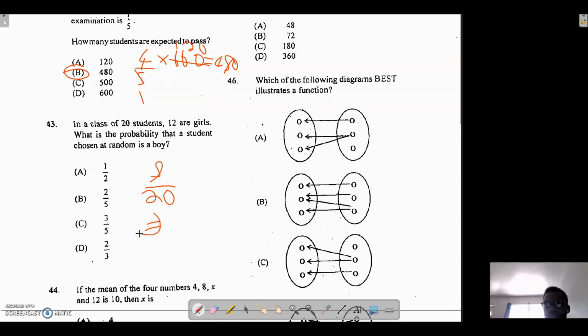So we find the highest common factor of 8 and 20, which you could use 4. 4 into 8 is 2. 4 into 20 is 5. So it's 2/5. Option B.